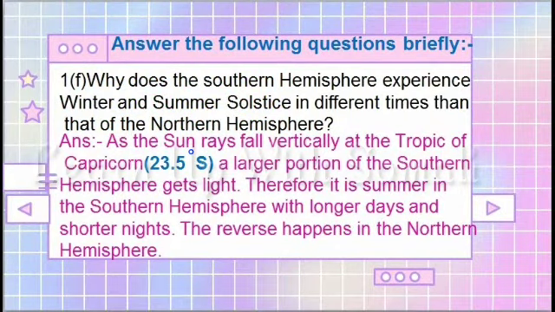Question number 1f, why does the southern hemisphere experience winter and summer solstice at different times than the northern hemisphere? Now let's look into the answer. As the Sun's rays fall vertically at the Tropic of Capricorn, that is 23.5 degrees south, a larger portion of the southern hemisphere gets light. So it is summer in the southern hemisphere with longer days and shorter nights. The reverse happens in the northern hemisphere.